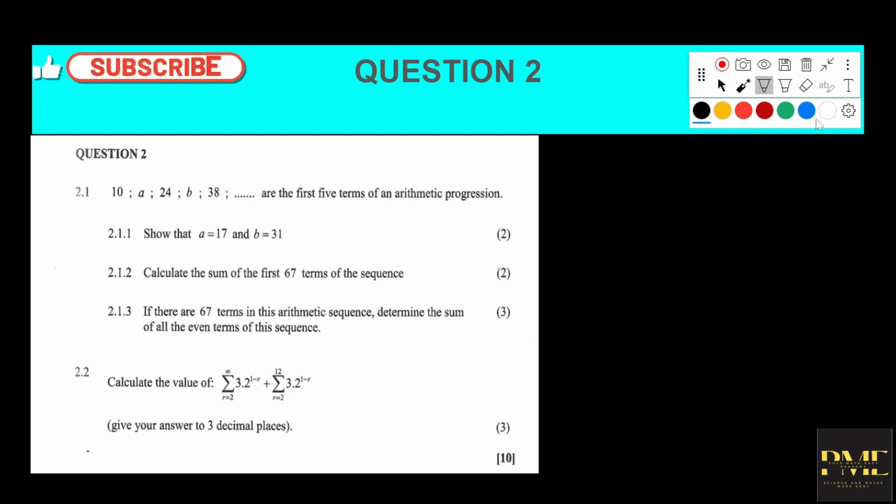Okay, guys, so let us now move on to 2.2. And I know this is one of the most hard to comprehend sections for most students. I know, guys, I know.